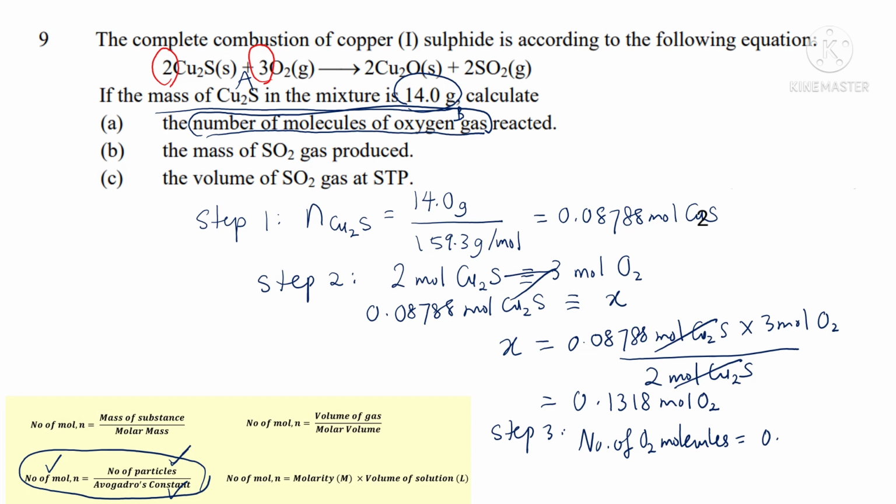So the number of moles of oxygen, 0.1318 mole, multiplied by the Avogadro constant, 6.02 times 10 to the power of 23 per mole. The mole and mole cancel out to give us the number of oxygen molecules as 7.936 times 10 to the power of 22 oxygen molecules.